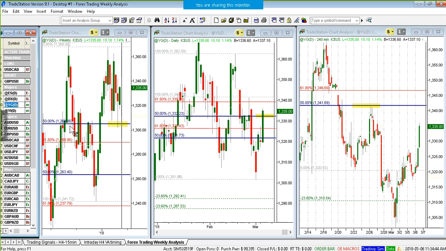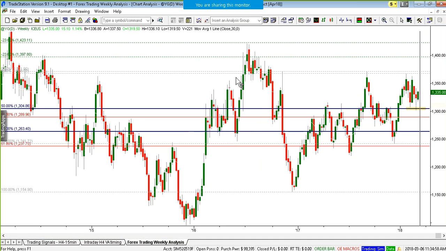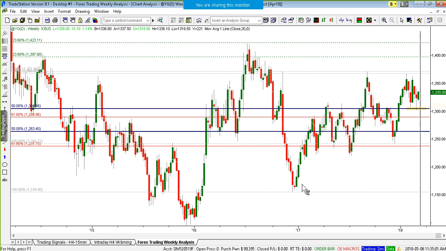Gold has traded the 1304, and it has actually continued higher here, and it's challenging that 50%, 1332 here, and it's likely going to continue higher. Okay, so this market has a sequence of 50% long, and it's showing higher prices here into the 1397 and possibly the 1423.